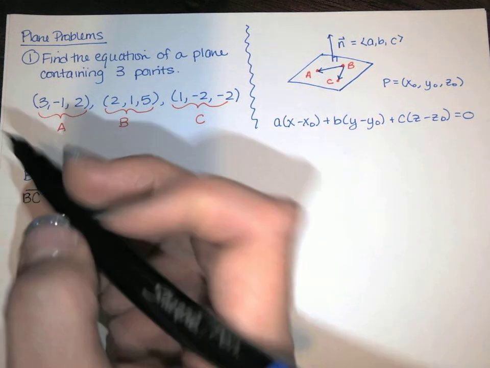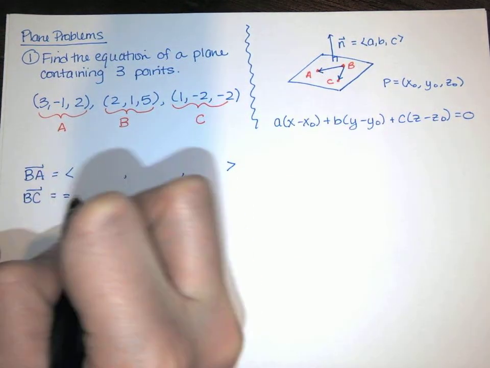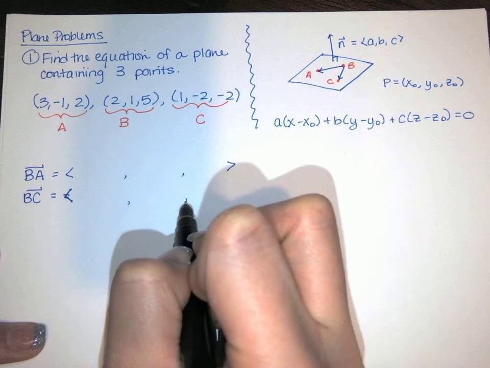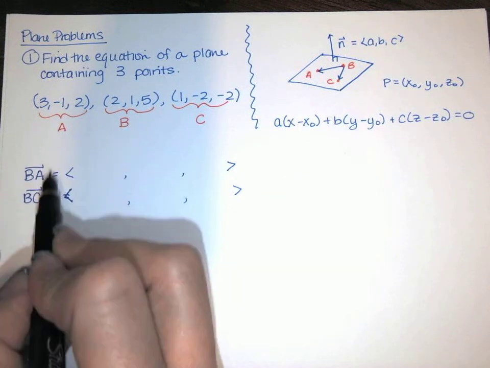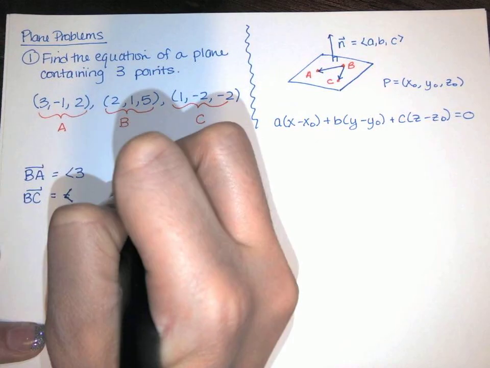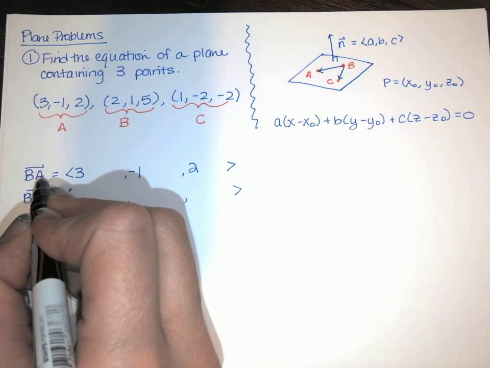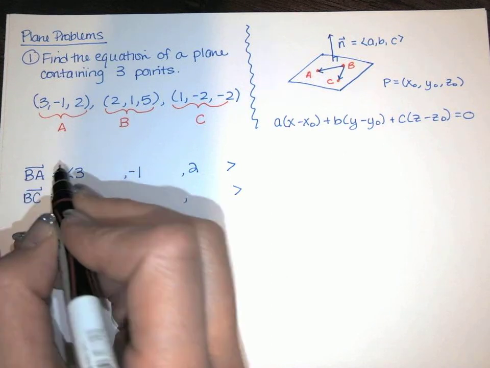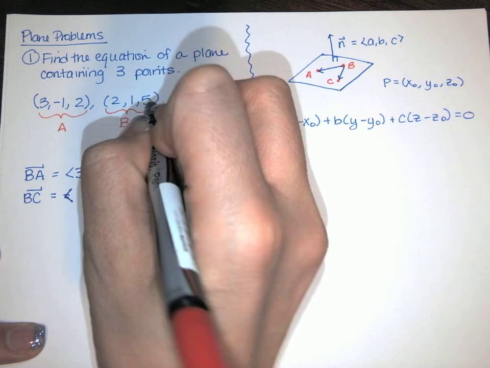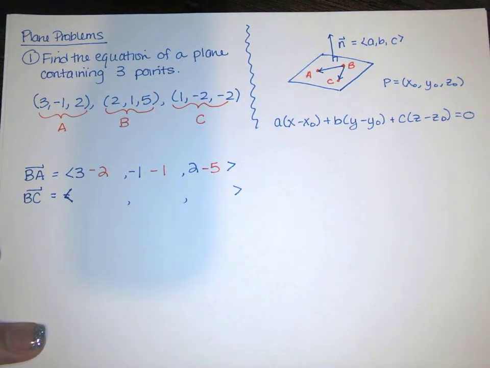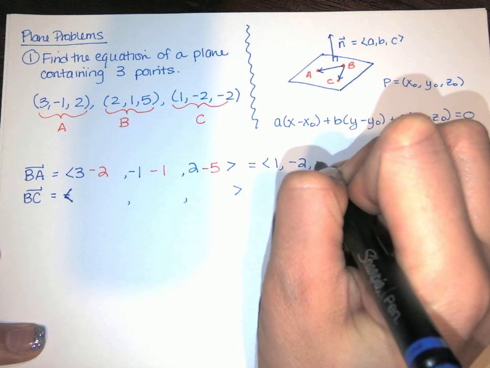So let's calculate these 2 vectors. If you're finding the vector from B to A, you start with the terminal point, which was A. So 3, -1, 2. And then you want to subtract the coordinates of the initial point. So we're going to subtract 2 and 1 and 5 from this. And then we'll simplify. That gives us 1, -2, -3.